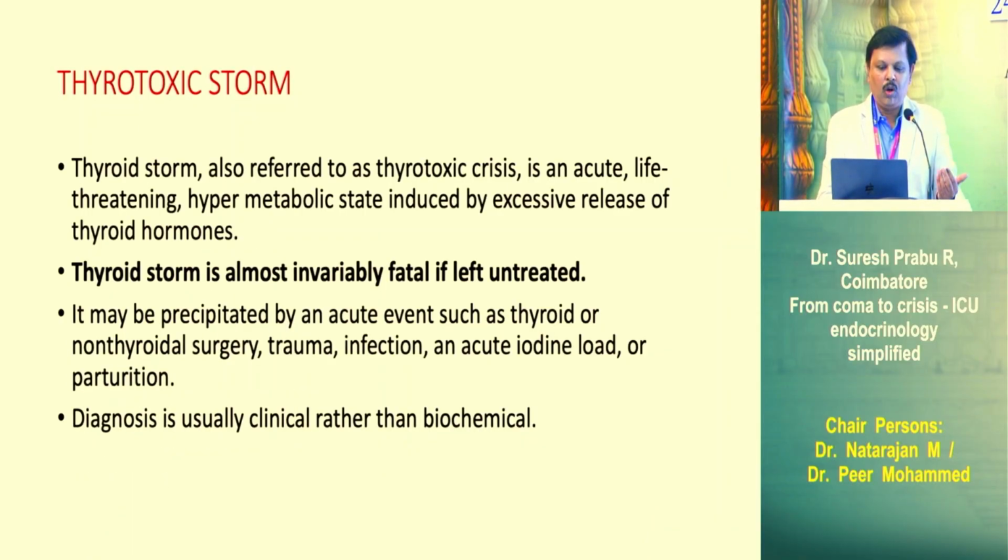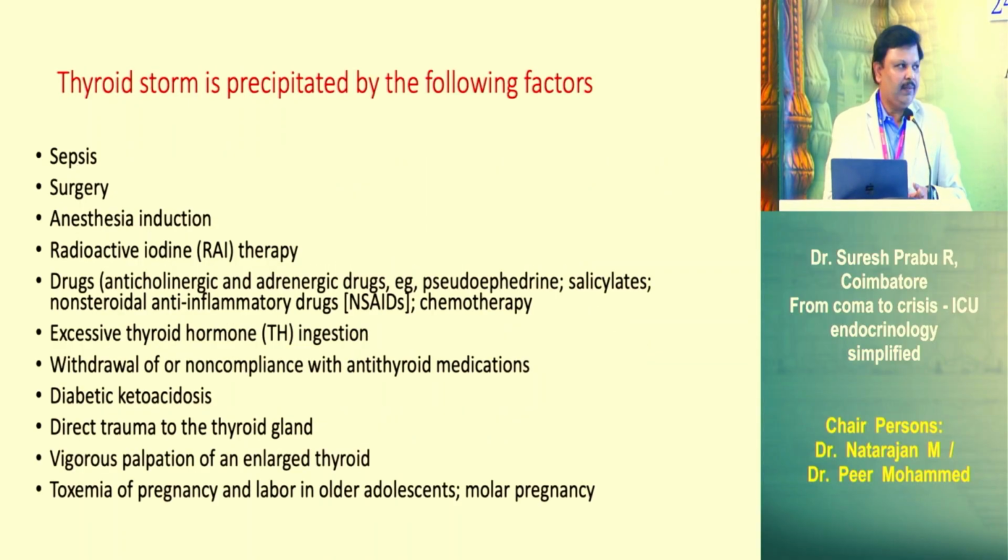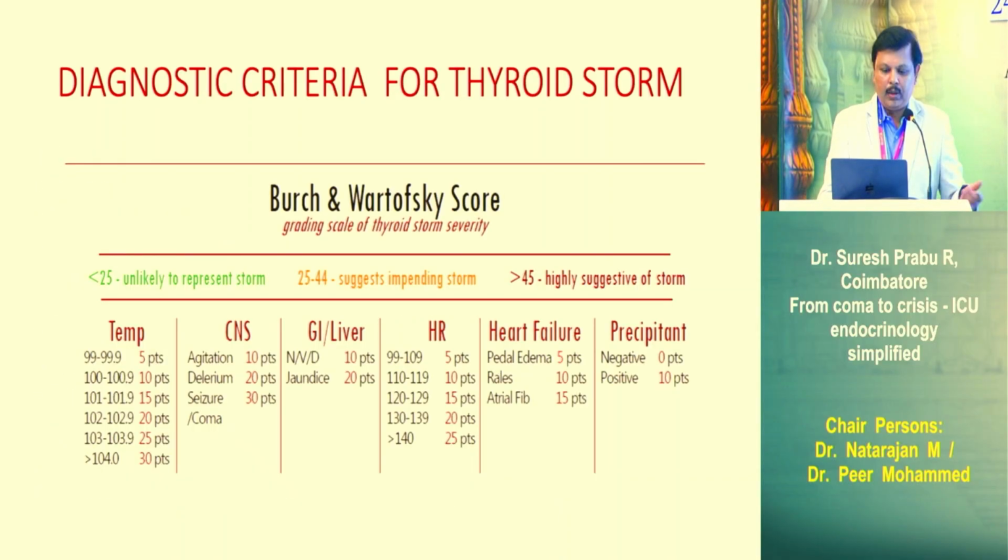So thyroid storm is a clinical diagnosis. We should start treating this patient even before the reports have come. It is invariably fatal if untreated. No one knows why some patients develop thyrotoxic crisis, but there are several precipitating factors which can lead to thyrotoxic storm, which include sepsis, surgery, and radioactive iodine treatment. After 2-3 weeks, they come back with thyroid storm. Even a vigorous palpation of the enlarged gland itself can precipitate a thyroid storm.